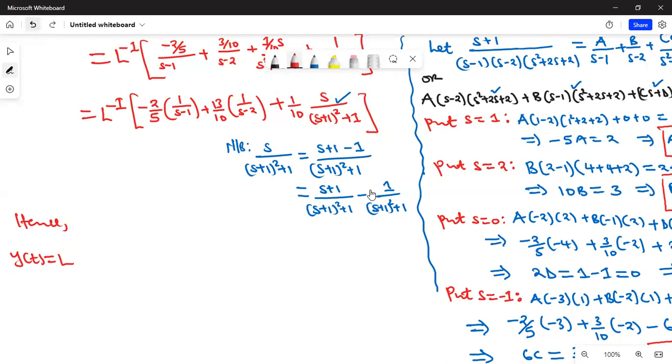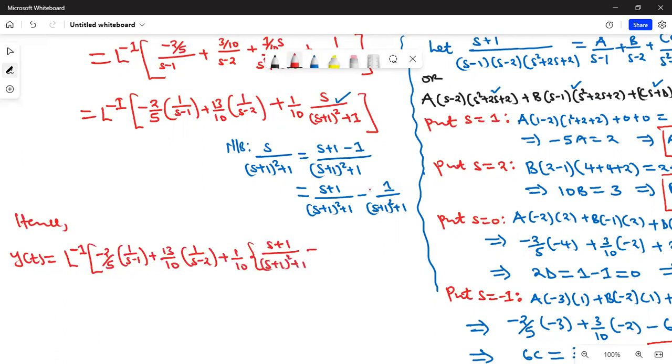Of course, you could factor out the constant. So let me just write, I'll factor out later. L inverse of negative 2/5 times 1/(s minus 1) plus 13/10 times 1/(s minus 2) plus 1/10 into (s plus 1)/((s plus 1) squared plus 1) minus 1/((s plus 1) squared plus 1). So that's what we have.